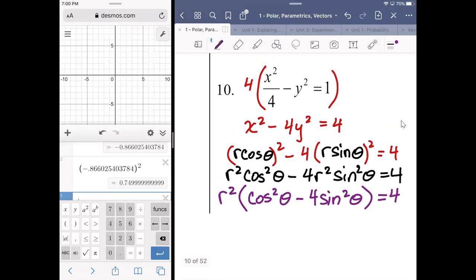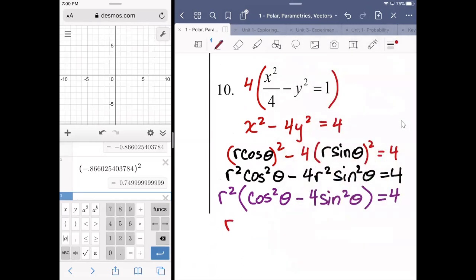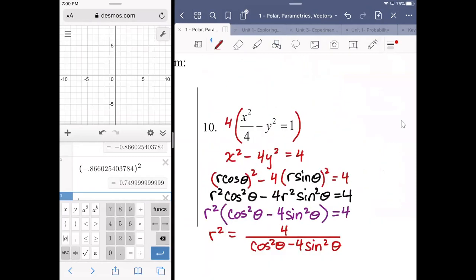Divide, right? So it would be, change it up here, r squared would be equal to 4 over, so we get a fraction bar going here, cosine squared theta minus 4 sine squared theta. And then the only thing I could really do after this would be to take the square root. And that's fine. Sometimes there just isn't a nice standard form for the thing that you're working with.